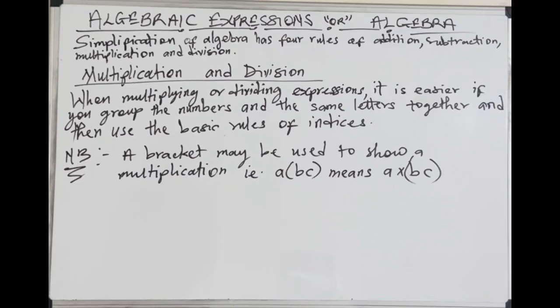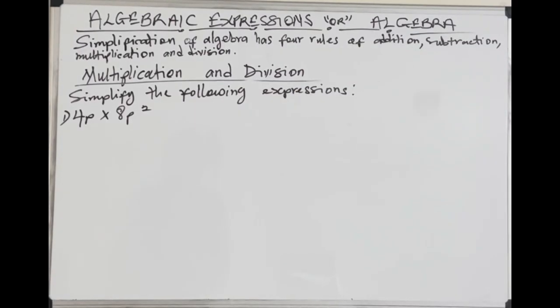Okay, so we should know that a bracket may be used to show a multiplication. That is, when we have a bracket open or parenthesis open, bc bracket close means a multiplies what? The bc. Okay, so we are saying the only difference is the laws of indices, basic indices will be applied here. So if you have forgotten about indices, kindly write under the comments and then I'll go over it.